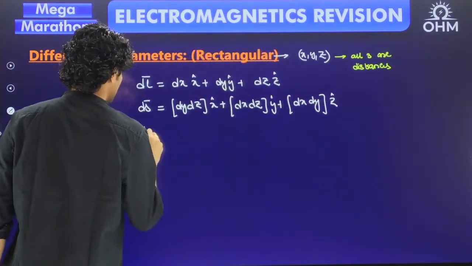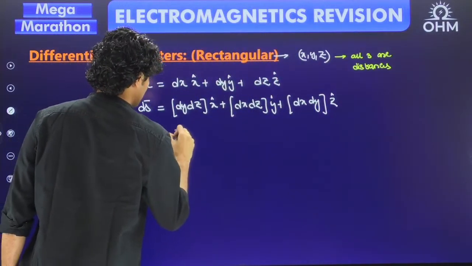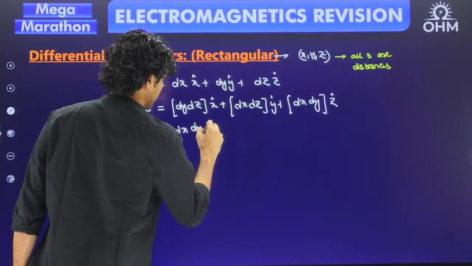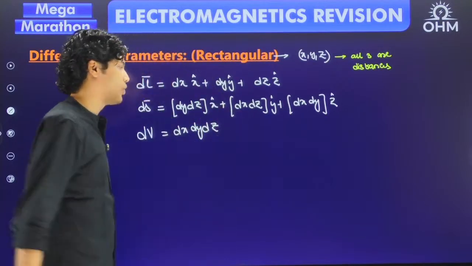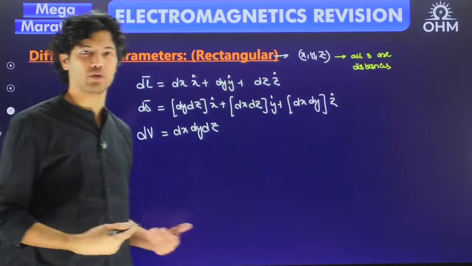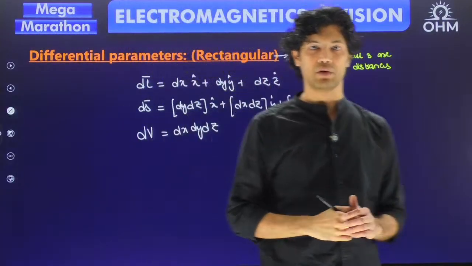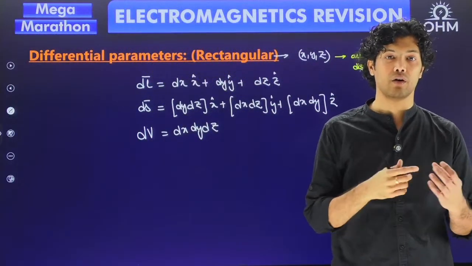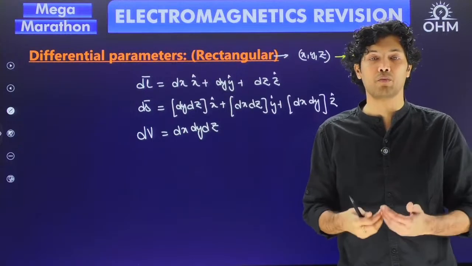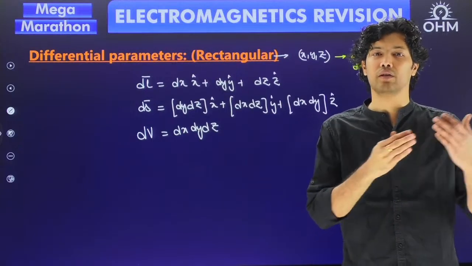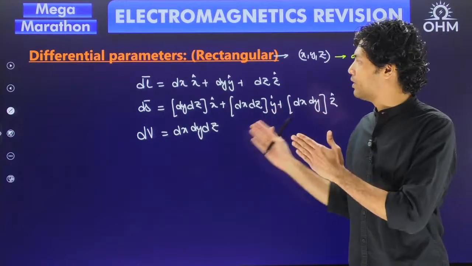And then differential volume, pretty simple, dx dy dz. So this is the starting point of most of the vector calculus questions. Without these differential parameters, you can't move forward. One more thing that is required for you to solve the problem is ranges, and hence we have discussed mainly the ranges as well as the differential parameters.